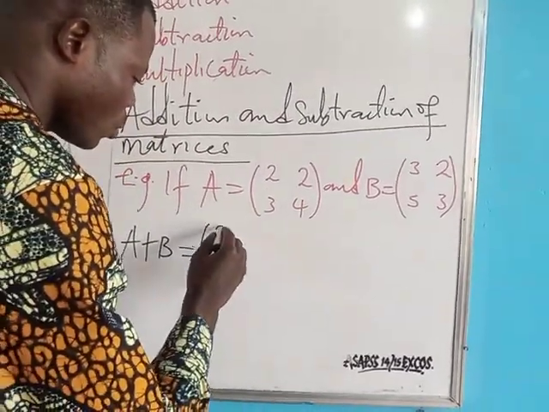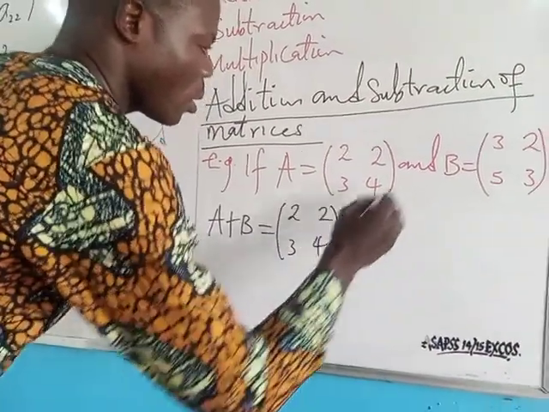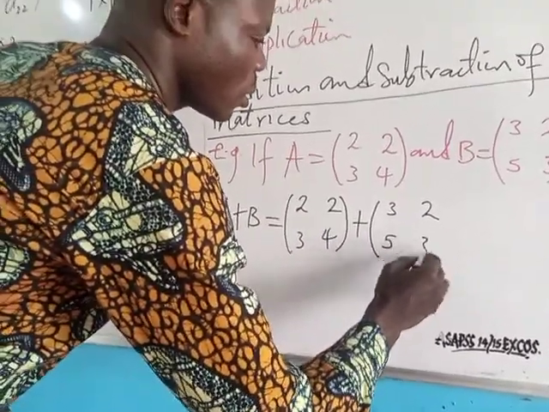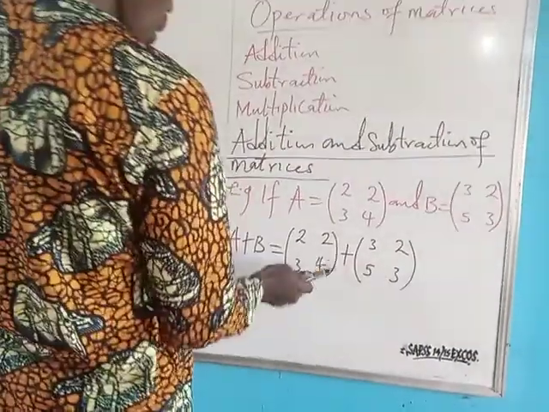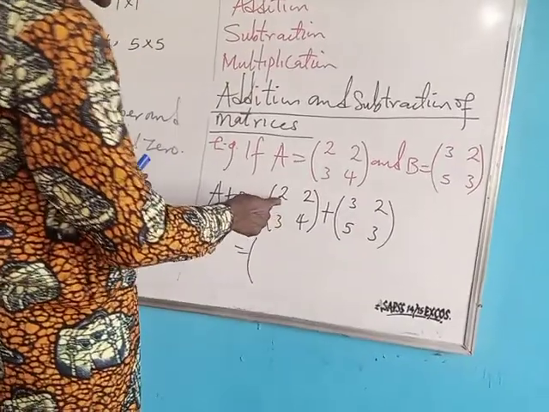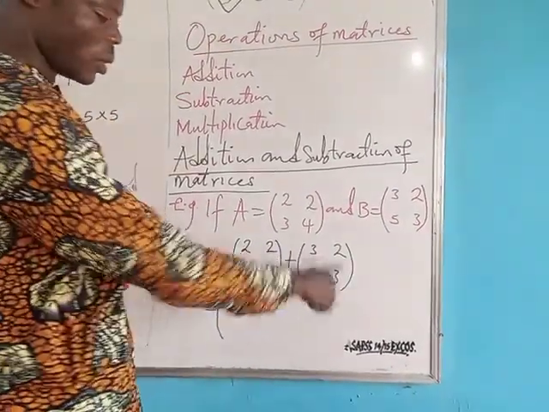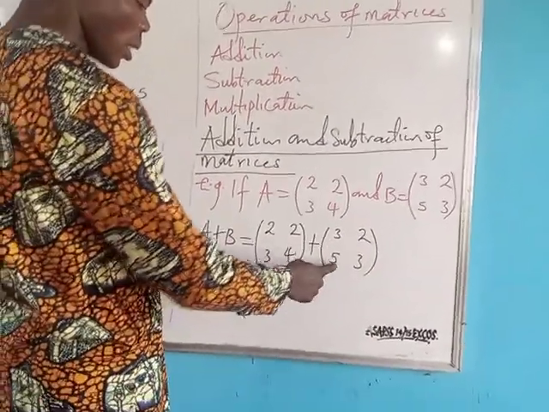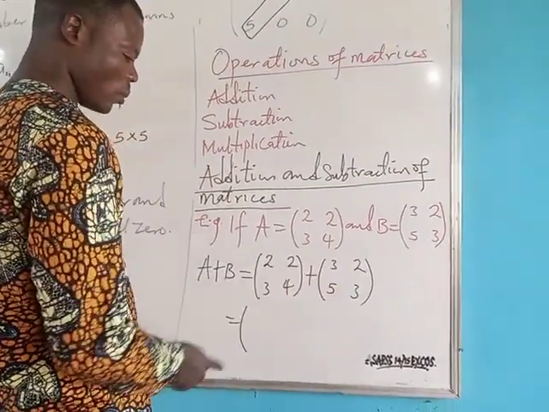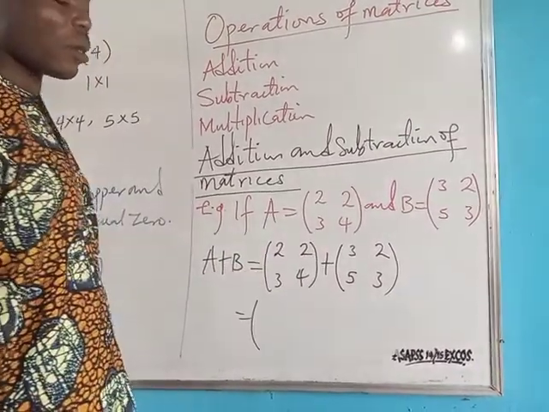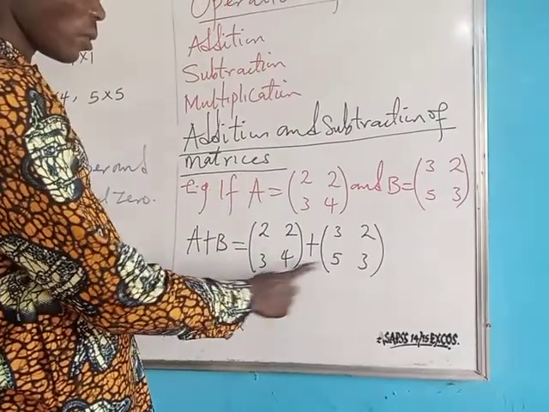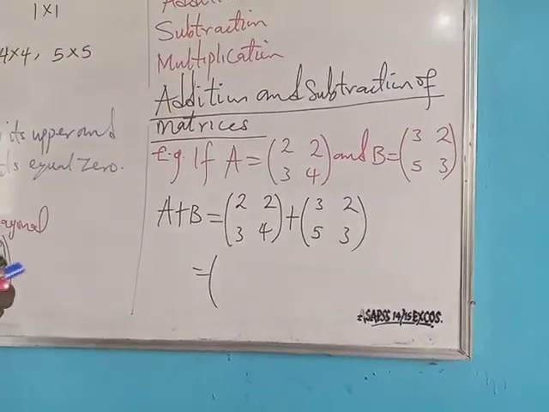We have 2, 2, 3, 4 plus 3, 2, 5, 3. So these two matrices we can now add. And how do we do that? It's very simple. This element here corresponds to this element. So these corresponding elements, we just operate on them. The cell here is the same as the cell here, and 4 and 3 are in the same cell.